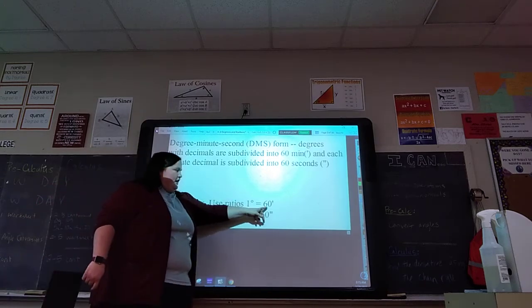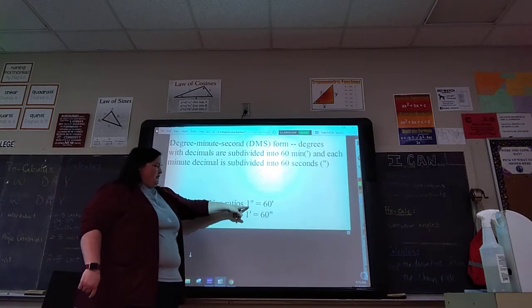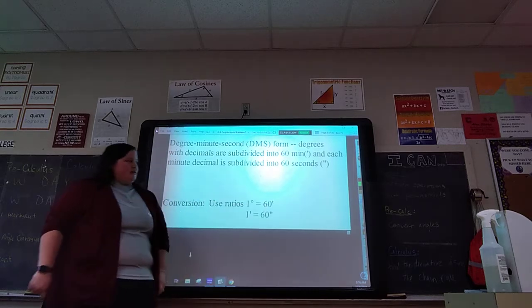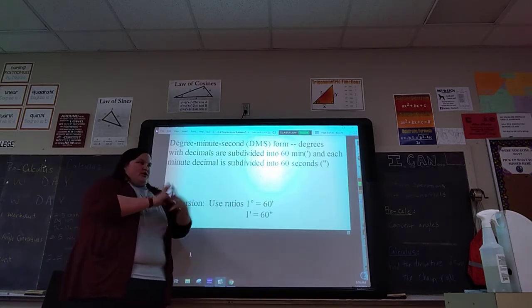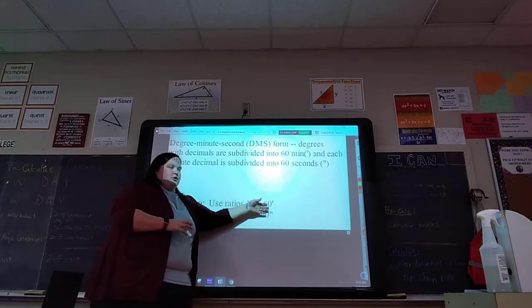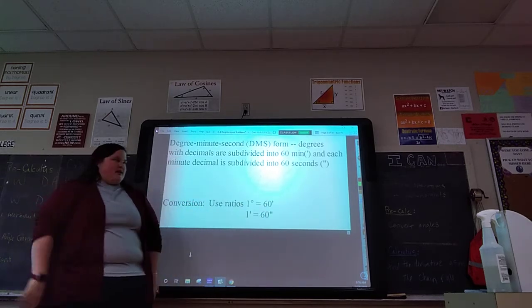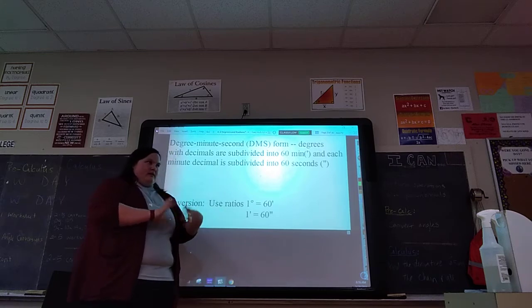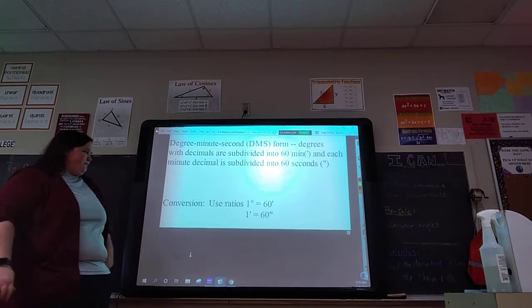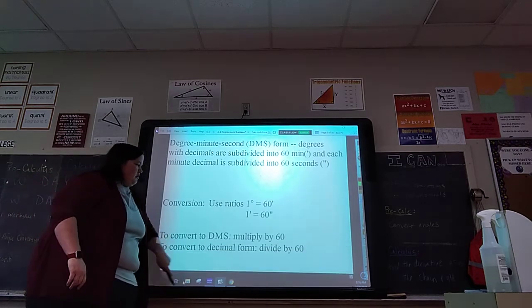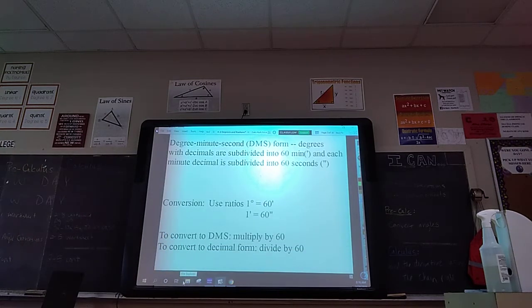So the new kind of ratio that we use is we're saying 1 degree equals 60 minutes. And so like I said, basically to convert that, we take the decimal portion of our degree and we can multiply it by 60 and turn it into a minute. And then if we have a decimal from our minutes, we can convert that into a second. So to convert to a minute and second, we're going to multiply by 60. That's how we use that ratio.